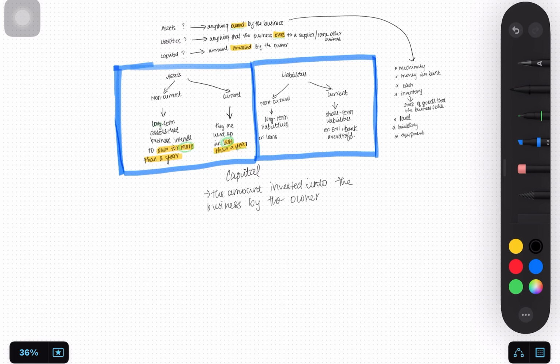So capital is any resource provided by the owner to start a business. So capital is often in the form of money, or it can even be, for example, a building. Even though buildings are examples of assets, capital can be in the form of assets. Okay, so if a business makes a profit, the capital also increases. If a business makes a loss, capital also decreases.